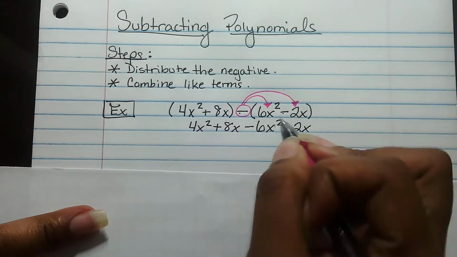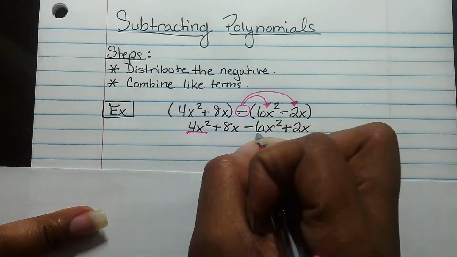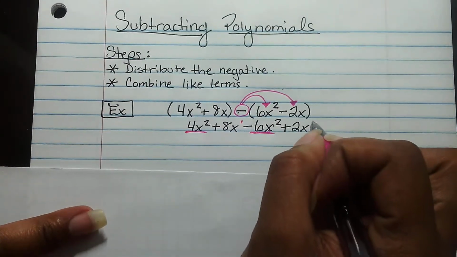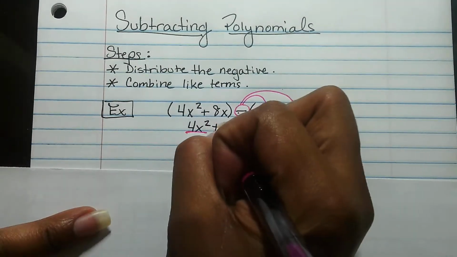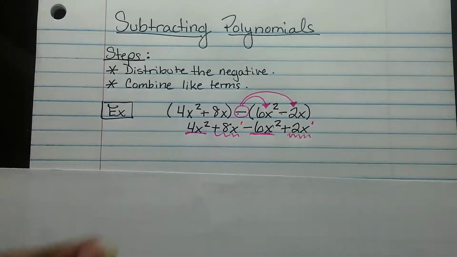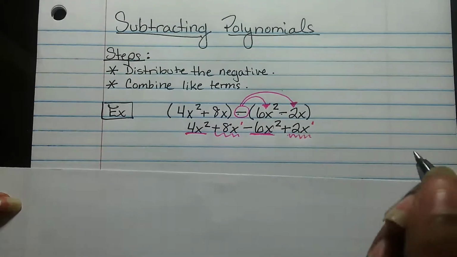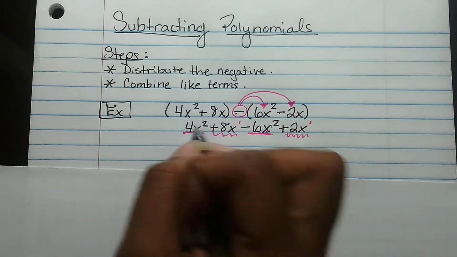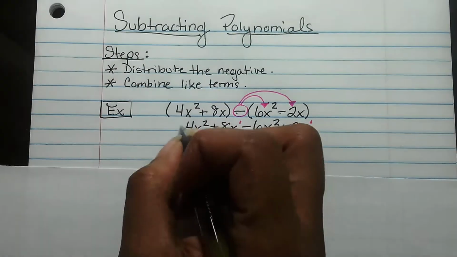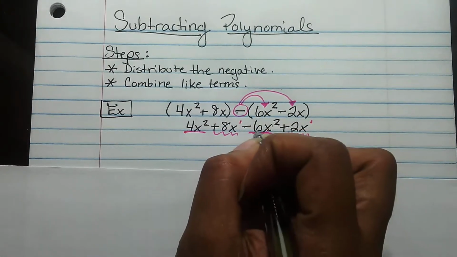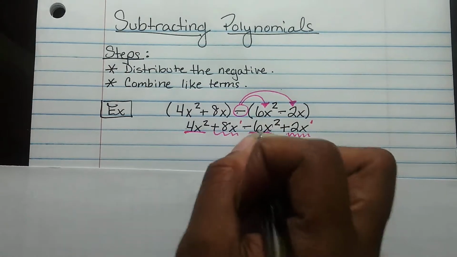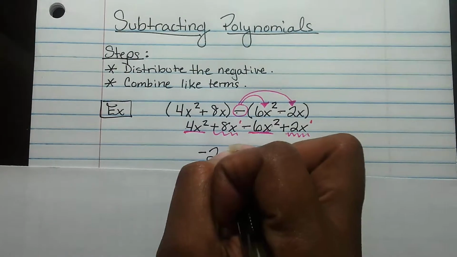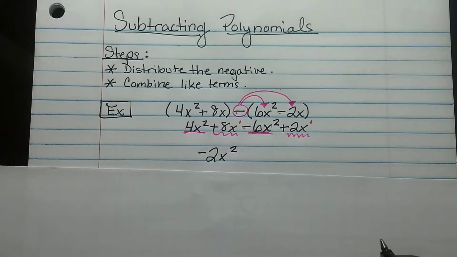X squared, x squared. So I'm going to put this one and this one together. And x to the first power, x to the first power. So we're going to put these two together. Once you find your matches, just combine them based off of the coefficients. Remember, the coefficients are the large numbers in front of the variable. So this will be 4 minus 6. 4 minus 6 is a negative 2, and the x squared follows.